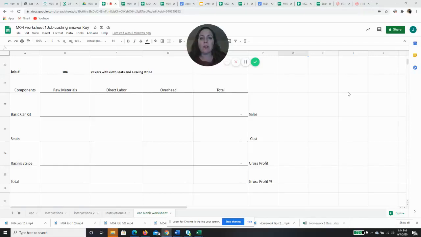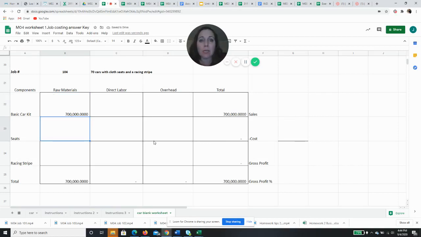All right, let's finish off this portion with job 104. So in job 104, we're making 70 cars with cloth seats and a racing stripe. Okay, so our raw materials are going to be the 70 cars times 10,000 per car.